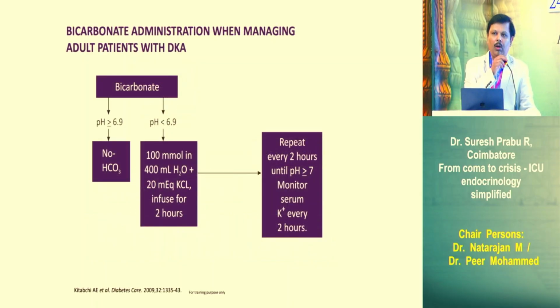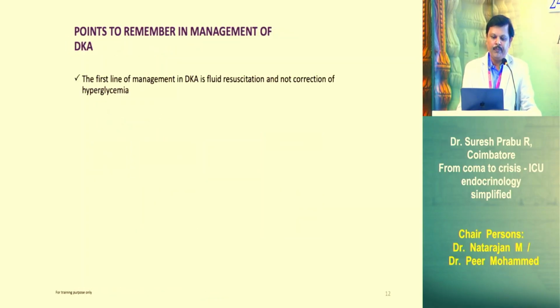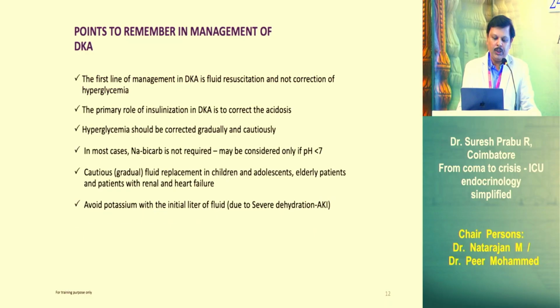Bicarbonate is not always necessary unless the patient has a severe acidosis with pH less than 6.9, or if the bicarbonate is less than 15. Correct with 4 to 5 ampules in 1 pint of normal saline over 2 to 4 hours, recheck the bicarbonate, and then depending upon your correction, you can continue. These are the important points to be considered.